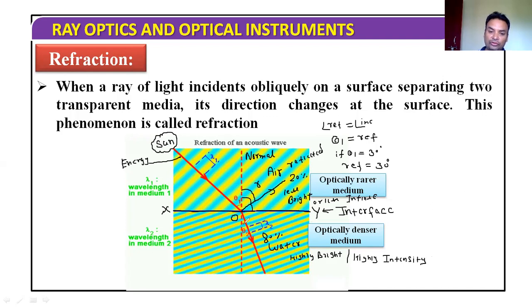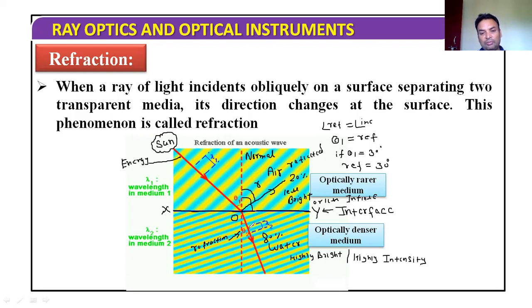Now see carefully, this is the normal in the water, and this 80% of light energy makes an angle theta 2 with the normal, and this theta 2 is called the angle of refraction. Be careful while observing the angle of refraction. All the time it is taken from the normal, not from the surface. So this is called the angle of refraction.